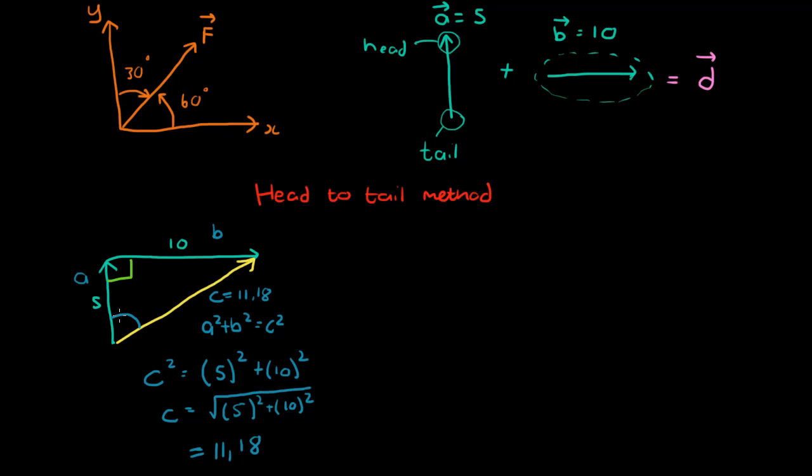So if we get the angle relative to this guy over here, this 5 upwards, the vector A, then we can say D is equal to magnitude 11.18 at an angle relative to this, this angle here. As long as we give our answer relative to something that we know the direction of, that's fine. Question is though, how do you calculate this angle here? Let's call this theta. How do you calculate theta?